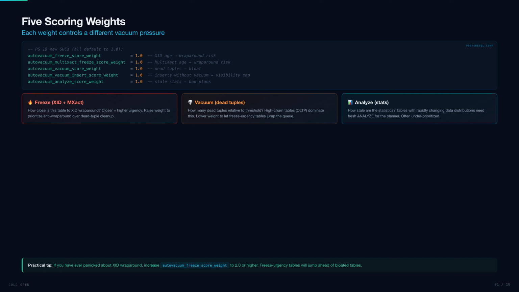autovacuum_vacuum_insert_score_weight, how much inserts without vacuum matter. Append-only tables. autovacuum_analyze_score_weight, how much statistics staleness matters. Bad stats means bad plans. The practical tip, if you have ever panicked about XID wraparound, increase the freeze weight to 2.0 or higher. Freeze urgency tables will jump ahead of bloated tables. This was impossible before PG19.